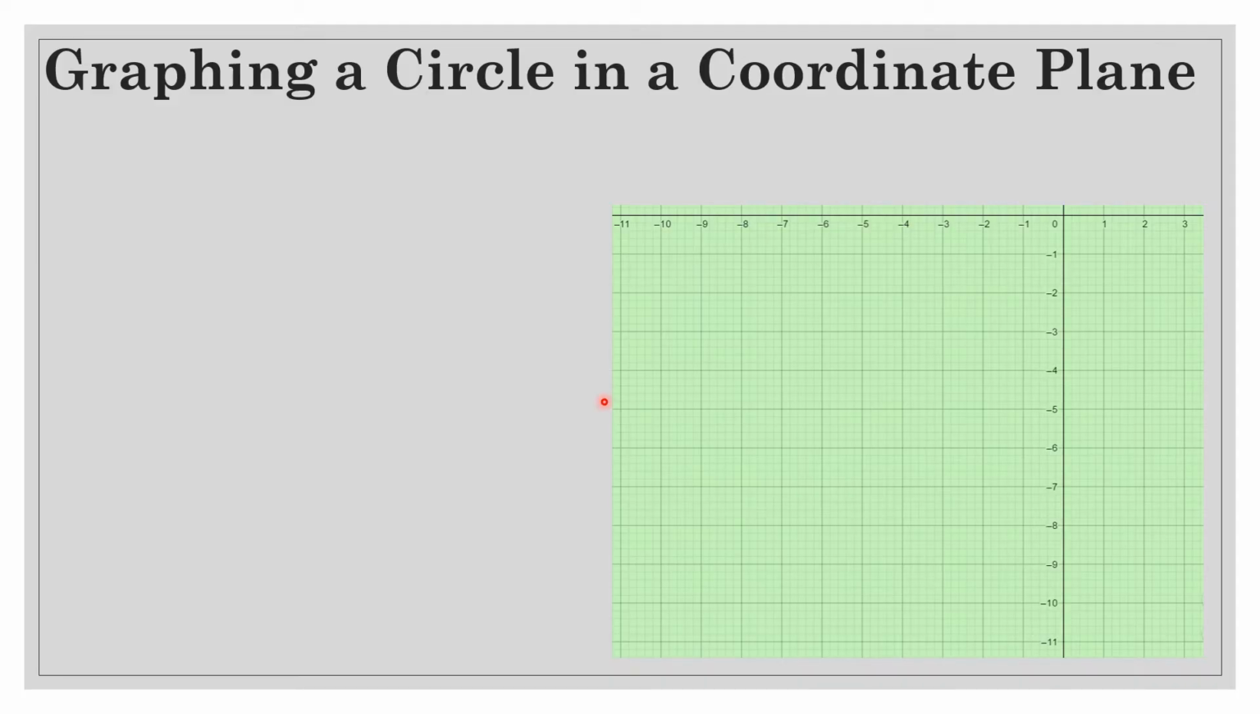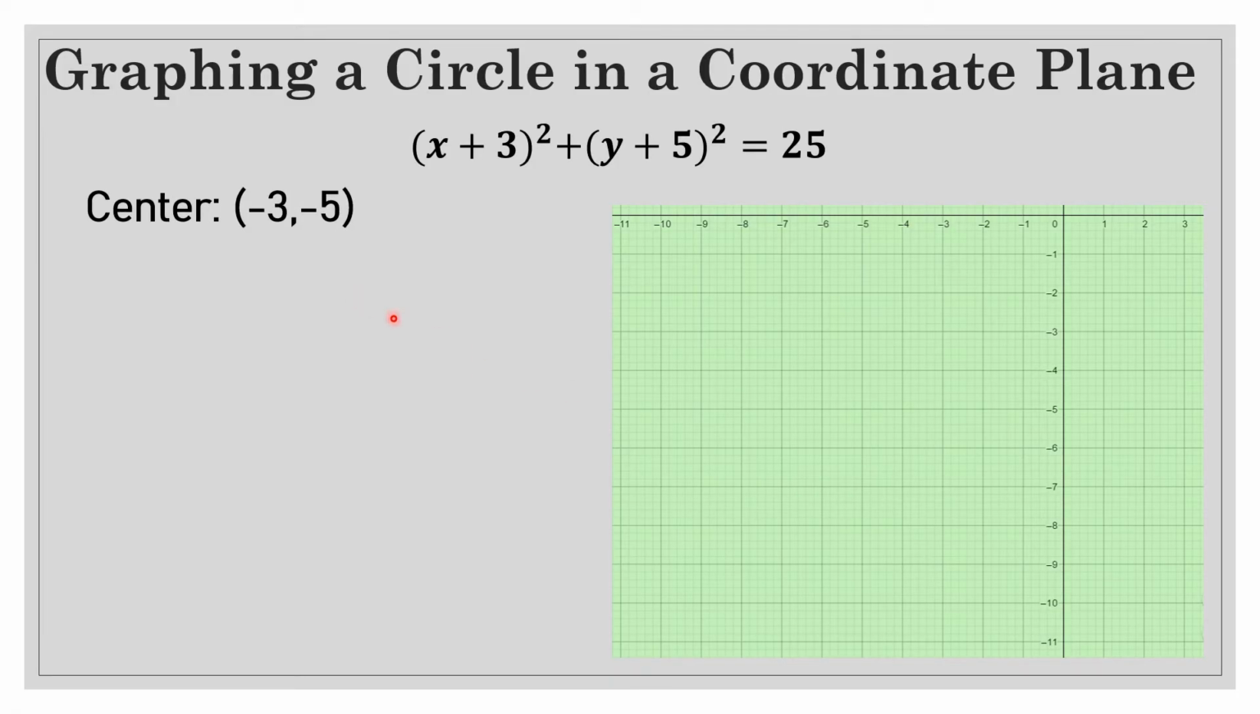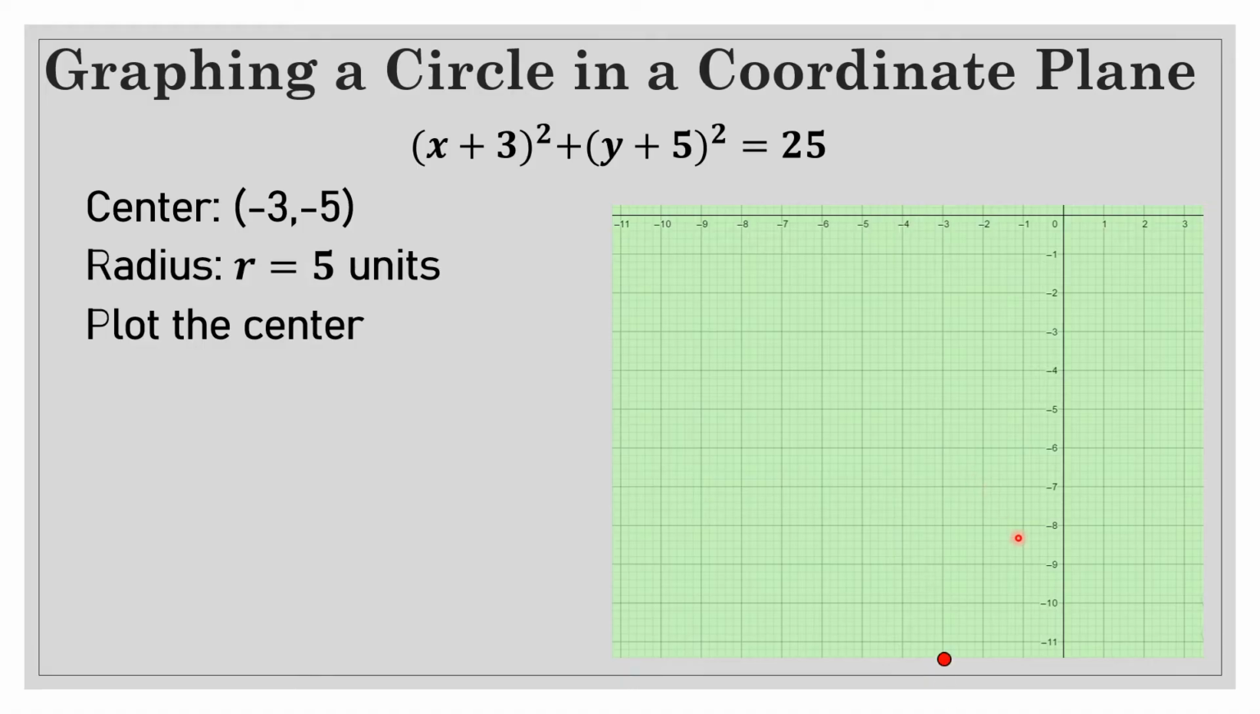Since alam na natin yung ating center at (-3, -5) at saka radius na 5 units, so una nating gagawin is ipa-plot na natin sa Cartesian plane. So kung mapapansin natin, nasa third quadrant na ako, kasi nga yung ating center is both negative, kaya nasa third quadrant dapat siya. So, plot na natin yung (-3, -5), yung center. Andyan na po yung -3 sa x, tapos -5 sa y.